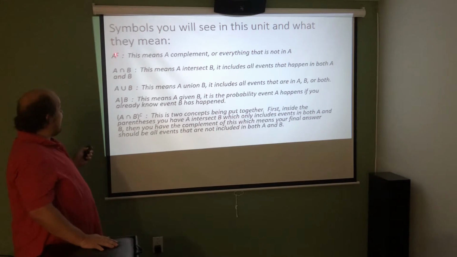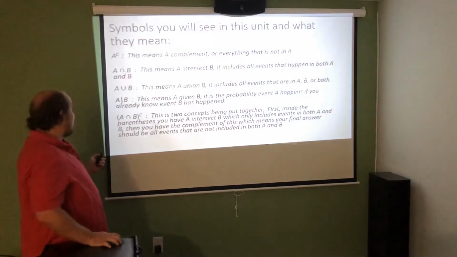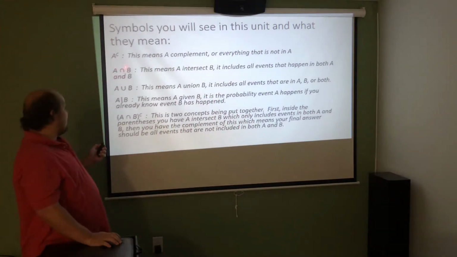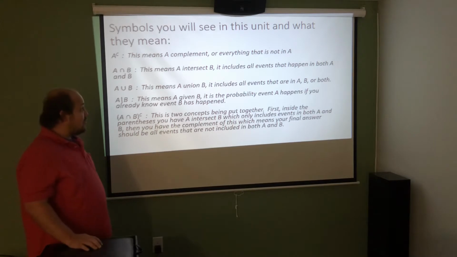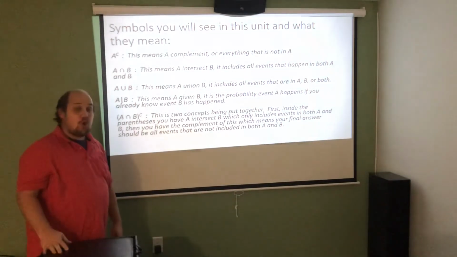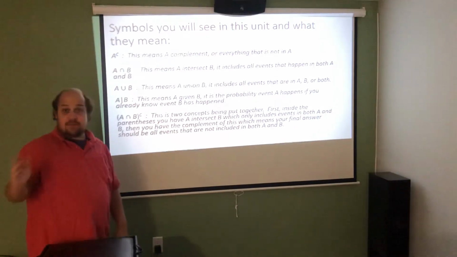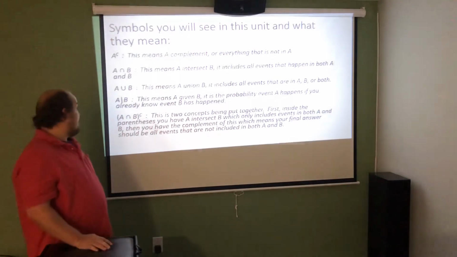So you might see A with an exponent C, meaning its complement. That includes everything not in A, or 1 minus everything in A. A intersect B, that upside down U, means that it includes only things where they happen in both A and B at the same time, as opposed to A union B. A union B, or an or statement, A or B, includes if it happens in just A, happens in just B, or if it happens in both groups.